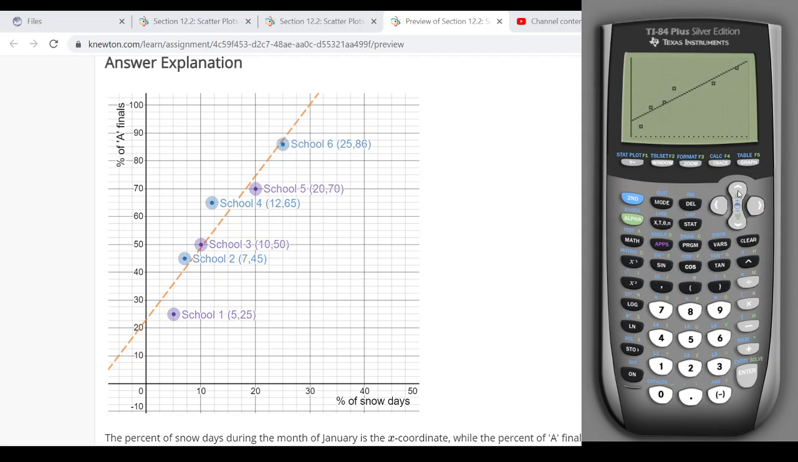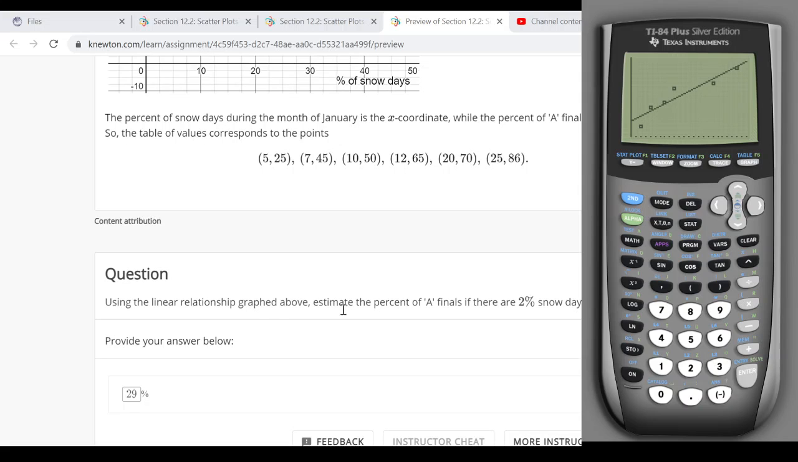All right. And then they wanted to know, approximately, under that linear relationship, what if there were 2% snow days? So if x were 2, I can go to a table. Go second table, and then you see if x were 2, it's about 28. It says if x were 2, y would be about 28 on this y1. Remember, y1 here was the regression line.